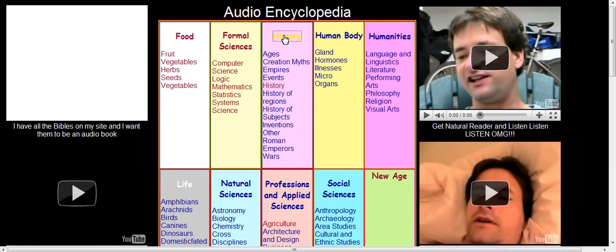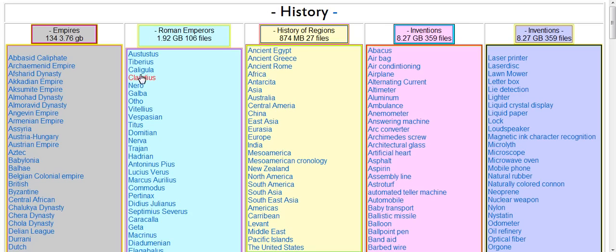But if you wanted to compare all of it, by the way, all the different subjects, like empires is 134 different empires at 3.76 gigabytes. But 1.92 gigabytes is just Roman emperors, 106 different of them. History of regions, 874 megabytes, 27 different regions of Wikipedia having history of them. Inventions, 8.27 gigabytes. So inventions is the biggest. There's 359 different big inventions, 8.27 gigabytes of inventions.